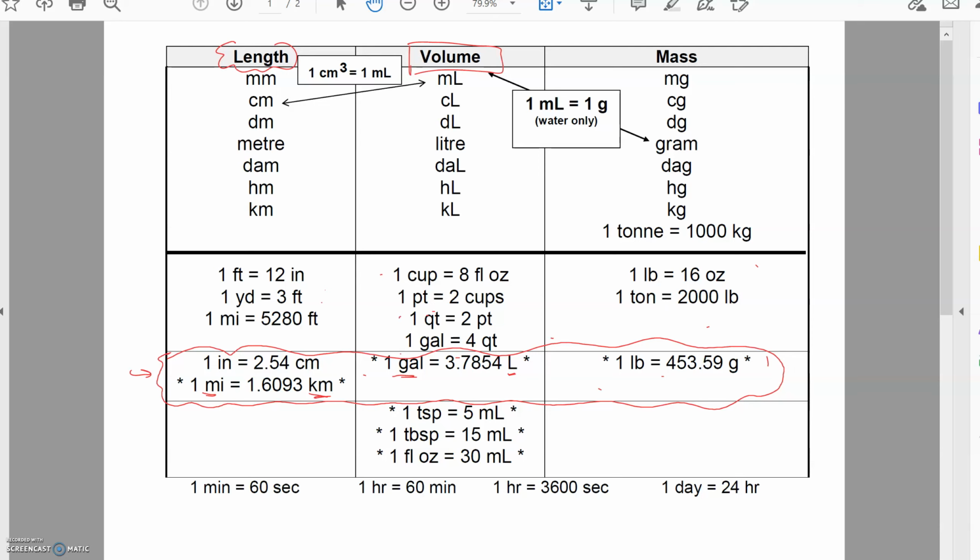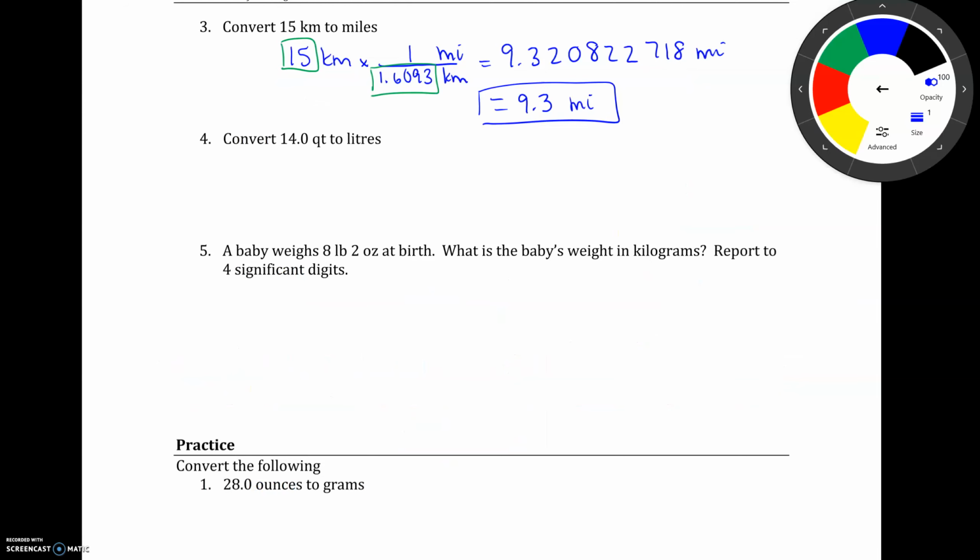No. But I can go from liters to gallons, and I can go from gallons to quarts. Awesome. We have ourselves a pathway. We're going to go from quarts to gallons to liters. We have 14.0 quarts. Next to that, I'm going to put the conversion factor that lets me go from quarts to gallons. There's 4 quarts and 1 gallon.